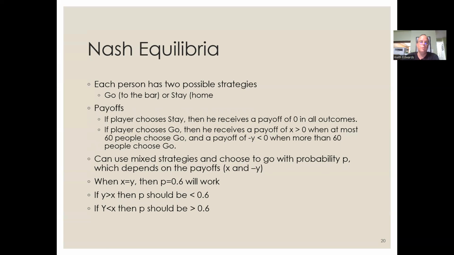We can actually use mixed strategies and choose to go with probability p. Now that depends on the payoffs of x and minus y. If minus y is really negative, then it may not be worth going. But when x is equal to y, then p equal to 0.6 will work. So 60% chance we'll go. We can roll some dice to see if we'll go to the pub. If y, the negative payoff, is greater than x, then the probability we should go should be less than 60%. If y is less than x, then the probability we should go should be greater than 60%.